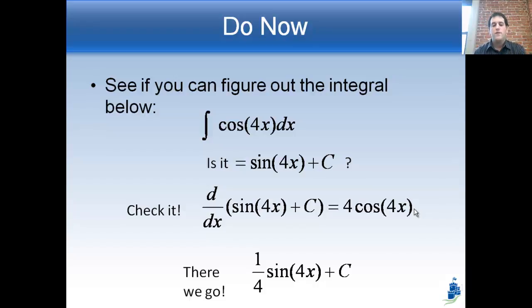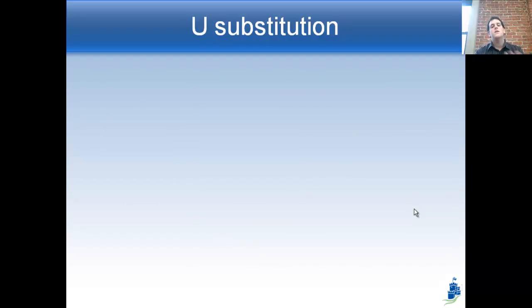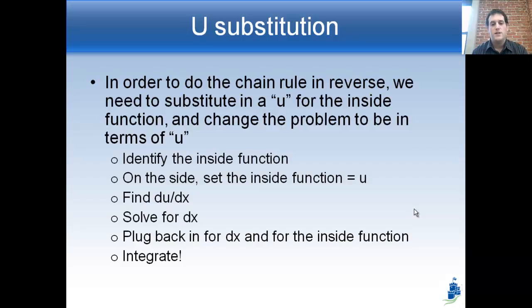So what we are going to do is formalize something called U-substitution. It's a technique for dealing with those types of integrals that you just saw. I'm going to just read this. In order to do the chain rule in reverse, which is what U-substitution is, we need to substitute in a u for the inside function and change the problem to be in terms of u. Now, I've heard that you used this u stuff when you were doing the chain rule back with derivatives, and that might be overkill, right?